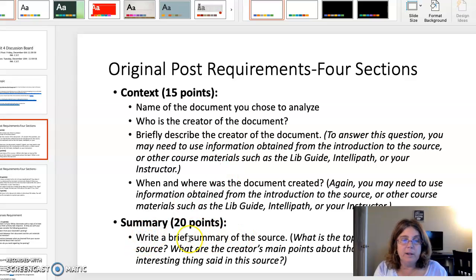Summary is worth 20 points. This is the same as Unit 2 DB. Write a brief summary of the source. What topic or issue is discussed in the source? What are the creator's main points about the topic? And what's one interesting thing that was said in the source?